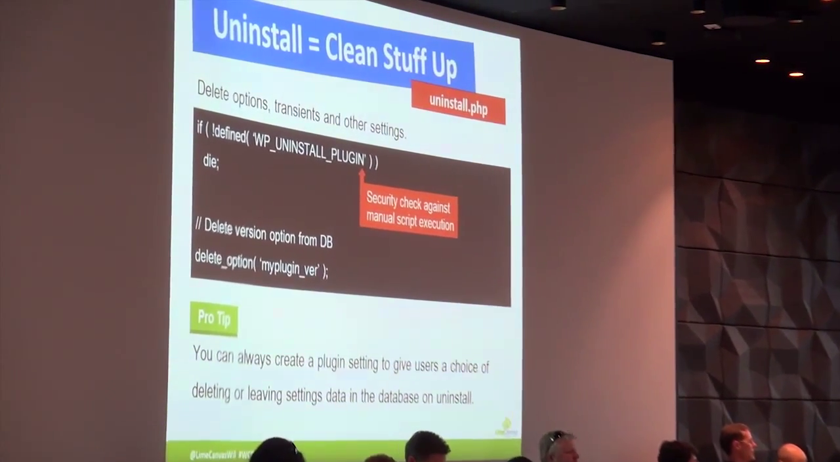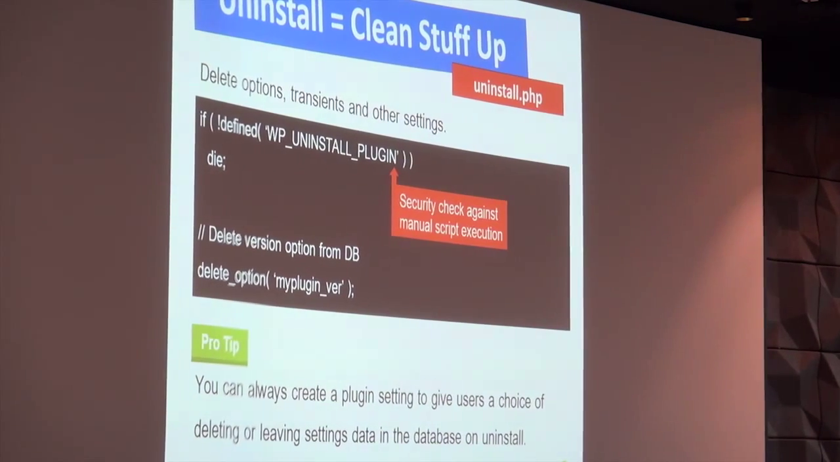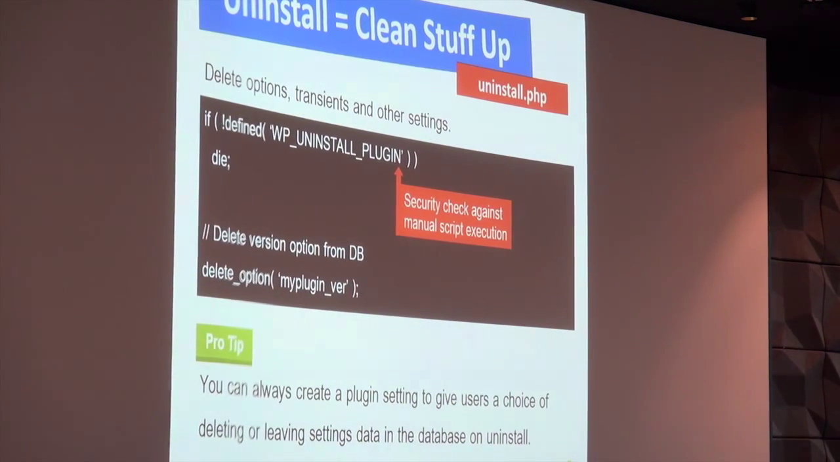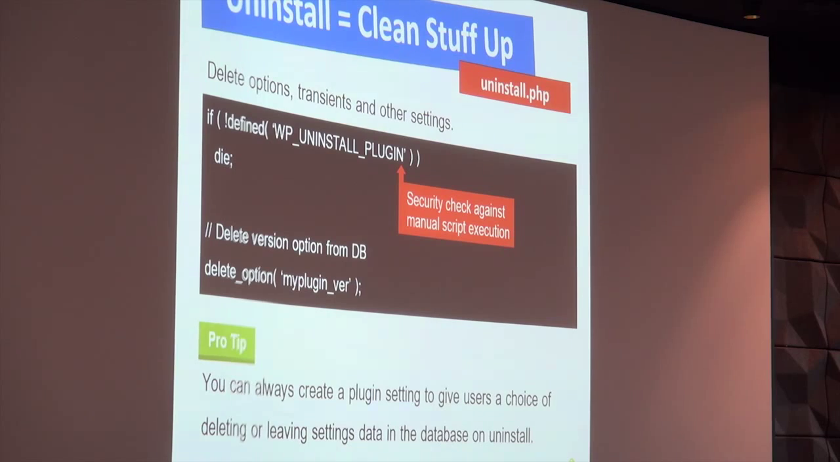Otherwise, if you didn't have that check, that means that anyone could type in the URL to your plugin and your uninstall.php file, and it would just run. So it's just a security measure to make sure that this is only going to be run when somebody clicks on the uninstall button within the WordPress dashboard.